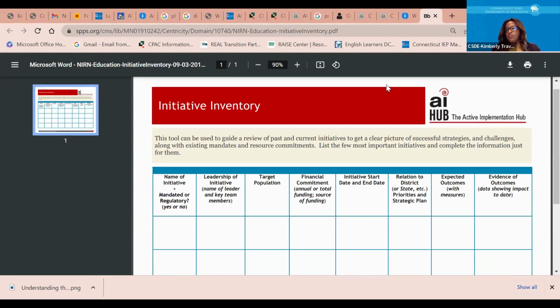Very simple, very straightforward, and it's very easy to use. And I would actually coordinate with your entire school. You can do this district-wide or school-wide and really look at all the initiatives so that you're resource mapping where your gaps are, but also where your strengths are. Okay.